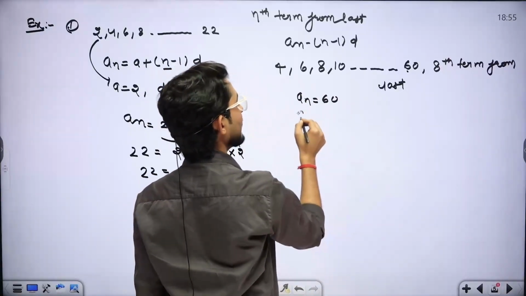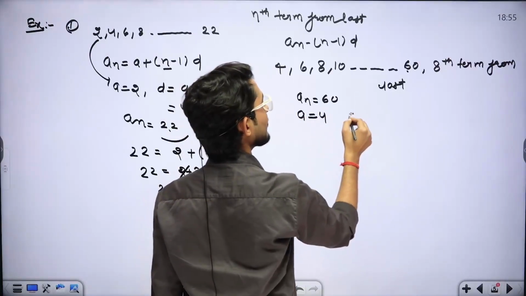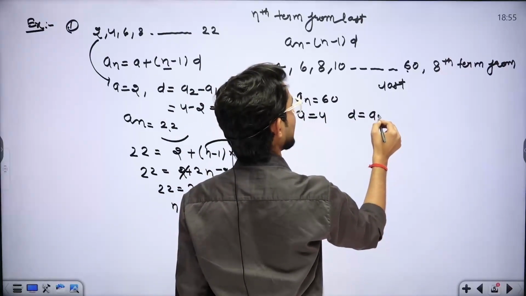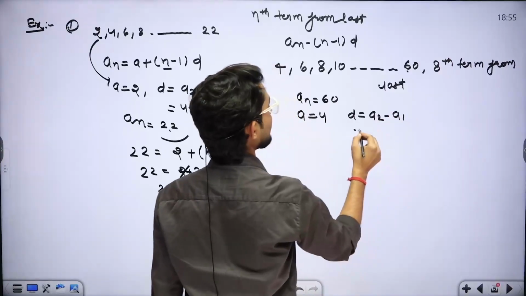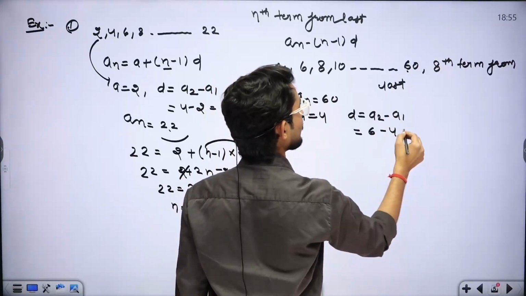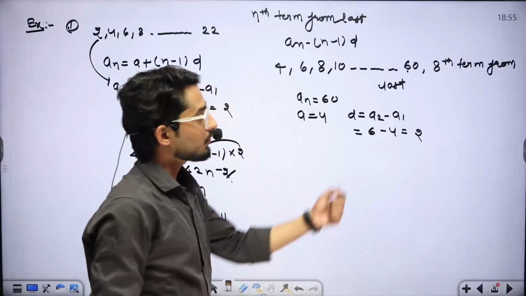60, a equal to 4 and d equal to common difference. How can you find common difference? a2 minus a1. So 6 minus 4 equal to 2. Now you have to find the 8th term from last.